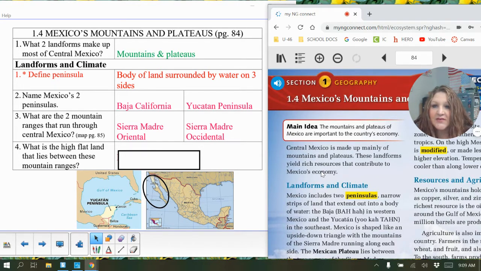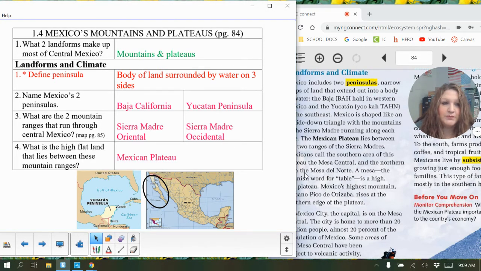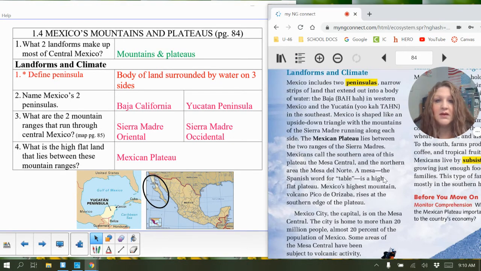And then what is the high flat land that lies between these mountain ranges? We've got it here that we read as well, that the Mexican plateau lies between the two ranges of the Sierra Madres. So the Mexican plateau. We're going to define plateau on the next slide here, and then I'll also show you an image of what a plateau looks like. We actually already have read the information that we needed to answer the following questions.